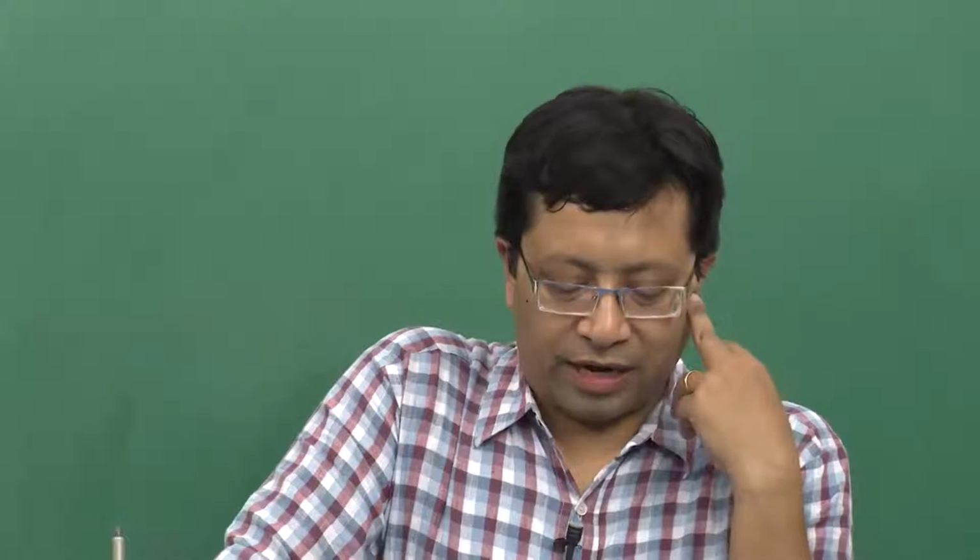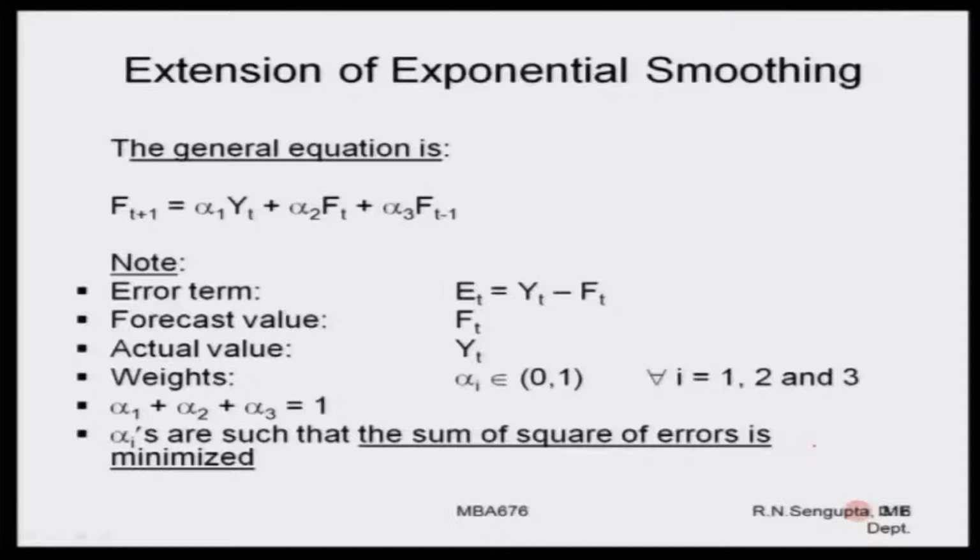Note again, the error term is given by the difference of yt and ft. The forecasted value is given by the symbol f, the actual value by the symbol y, and the weights, as you know, by the values of alpha. In this case you have alpha 1, alpha 2, alpha 3, alpha 4, alpha 5, whatever it is. The sum of the weights should add up to 1, and the alpha should be chosen such that the sum of the squares of the errors is minimized, which gives us the case where the variance is minimized.